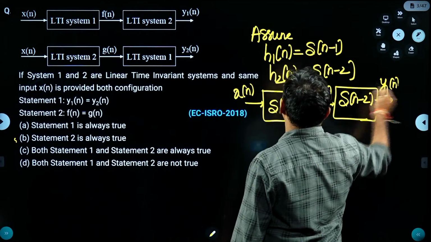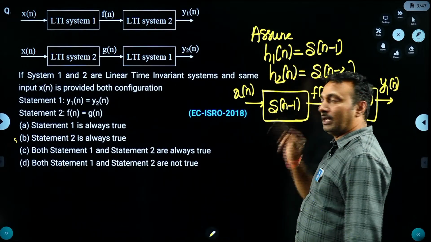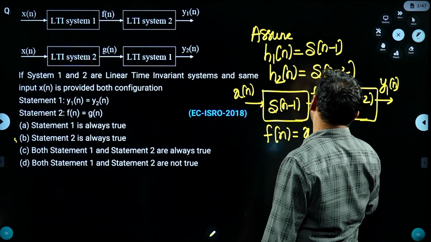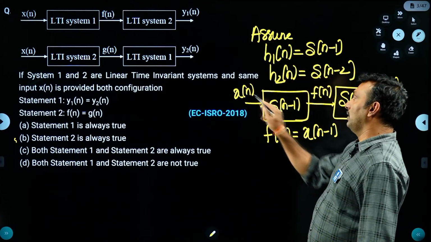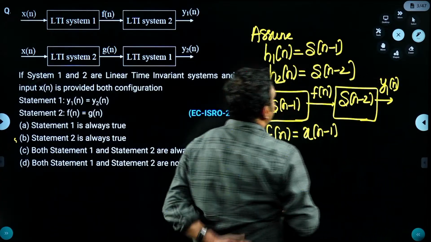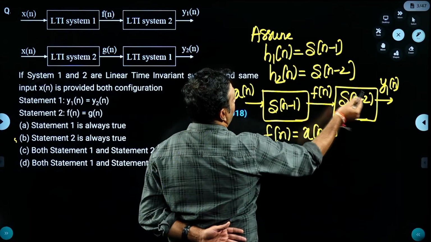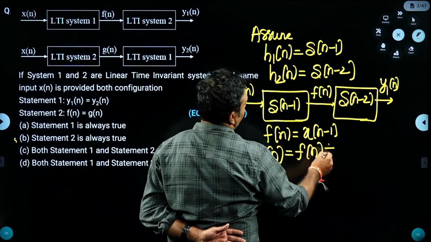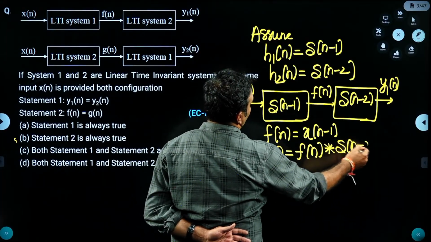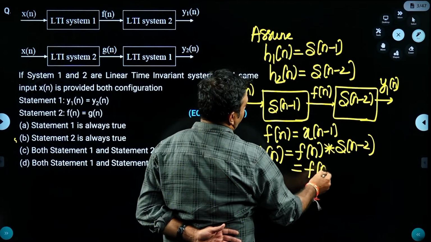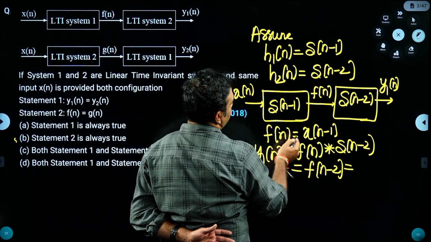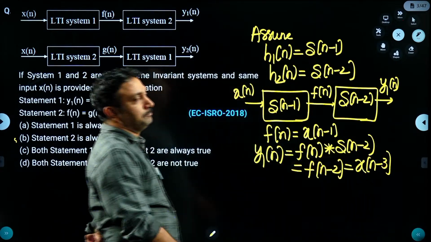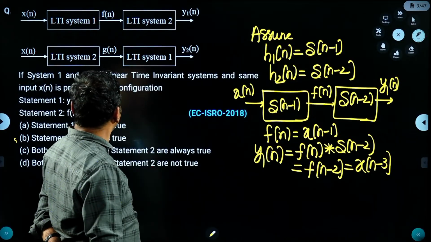We assumed the output as y1 of n. What is x of n convolved del of n minus 1? So f of n can be selected as simply x of n minus 1. Similarly, what is y1 of n? F of n convolved del of n minus 2, that result is f of n minus 2 indirectly, because f of n is x of n minus 1, that becomes x of n minus 3.